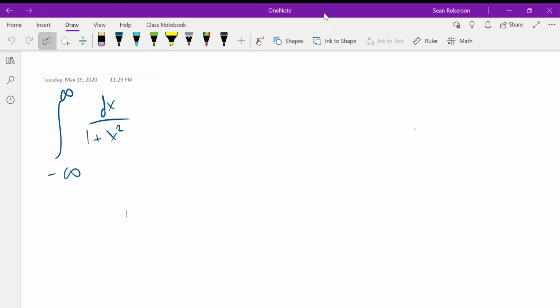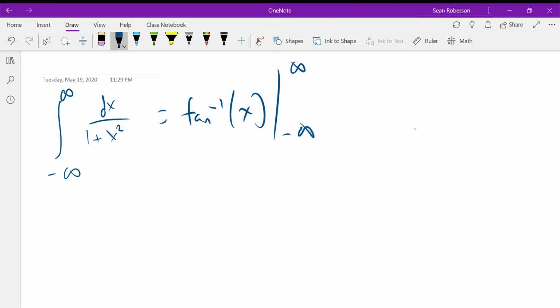We already know how to compute this integral from Calc 2. You should recognize that the integrand here, 1 over 1 plus x squared, is the derivative of the arctan function. That's no problem, right? We do the usual thing. We really take limits here. You should know that as x goes to infinity, arctan goes to pi over 2. And similarly, we'll get a minus pi over 2 on the other end. Pi over 2 minus minus pi over 2 gives us pi.